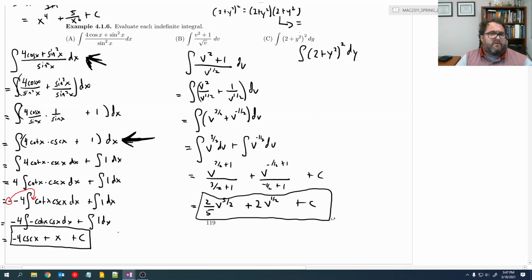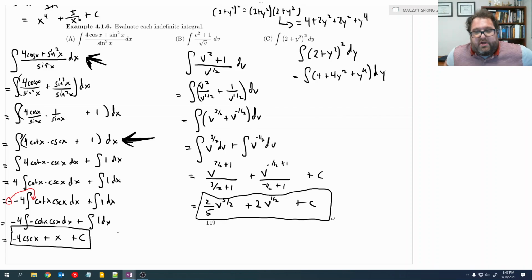So if we just need to distribute, FOIL, if you like to FOIL, 2 times 2, 4. 2 times y squared, 2y squared, plus another y squared times 2, so that's 2y squared. Plus y squared times y squared is y to the 4th. So if we collect those two middle terms, that's going to give us an equivalent integrand of 4 plus 4y squared plus y to the 4th dy. And now we have 3 functions that we can apply our known sum difference rule, constant multiple rule, power rule, and be done.